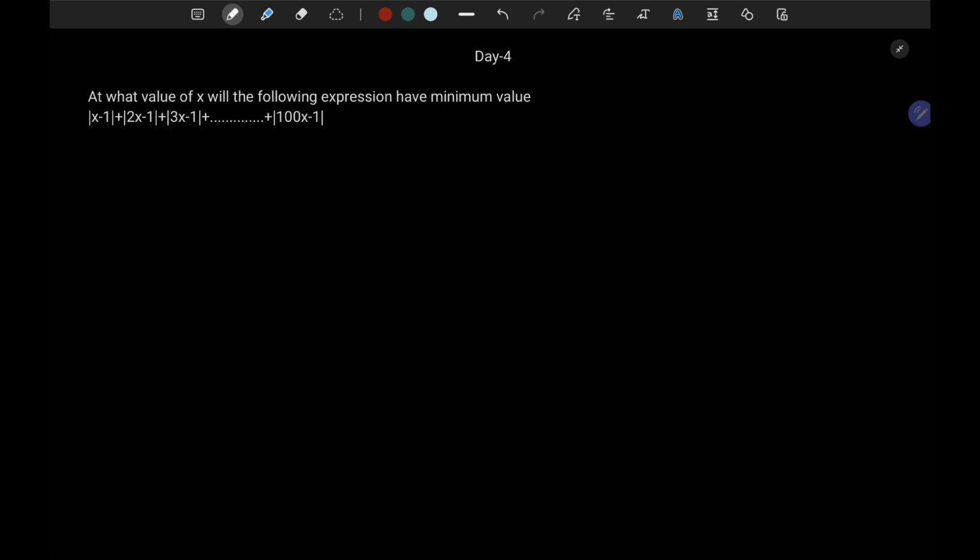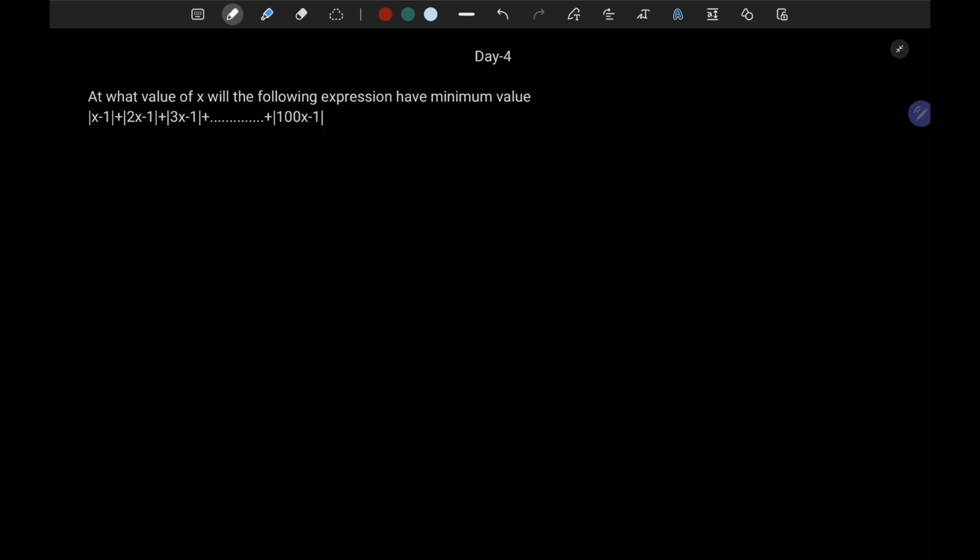The question says: at what value of x will the following expression have minimum value? The expression is mod of x minus 1 plus mod of 2x minus 1, and so on, plus mod of 100x minus 1.